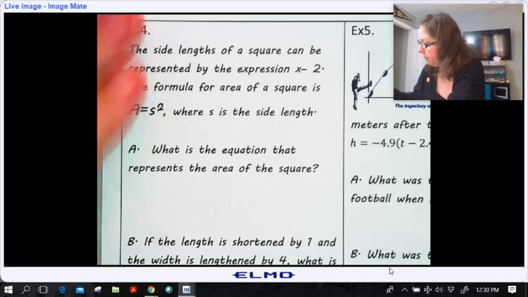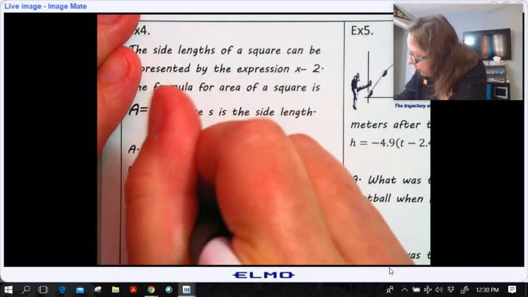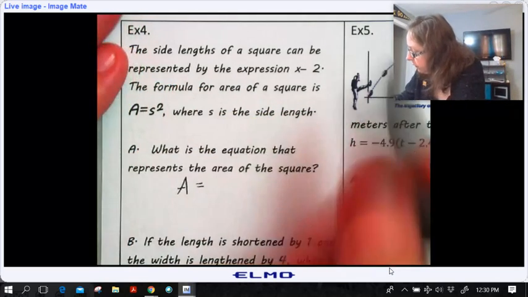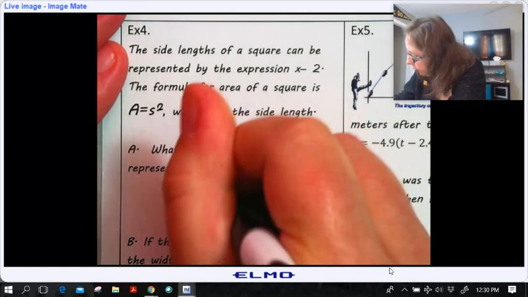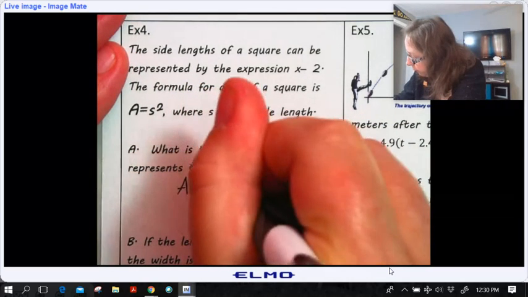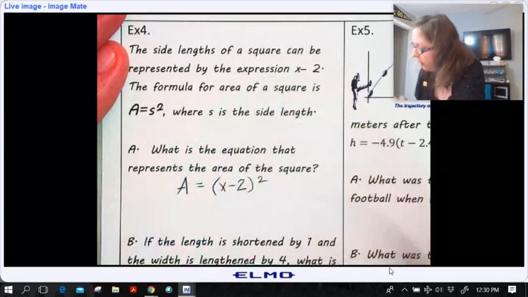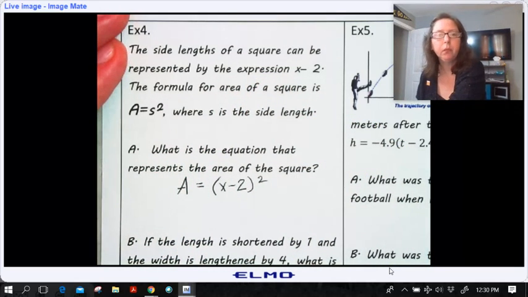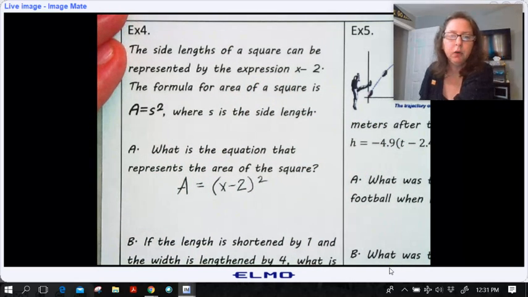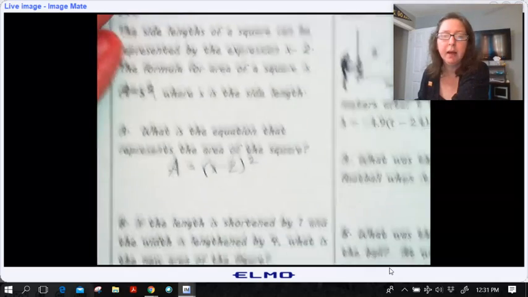So let's go ahead and fill this in. Area equals x minus 2 squared. Okay. And now we can go ahead and multiply this out.